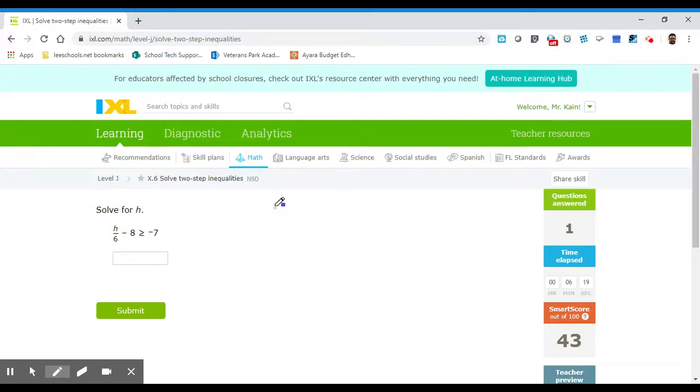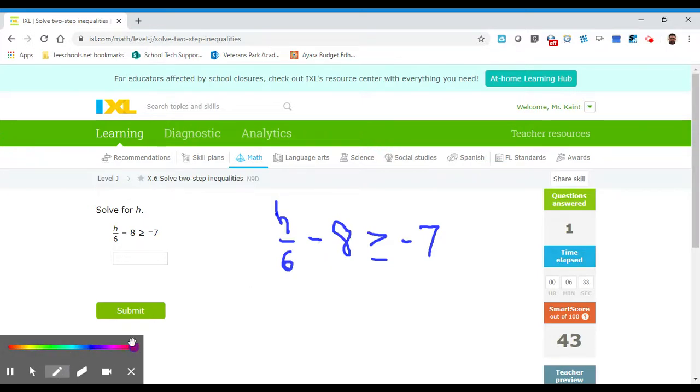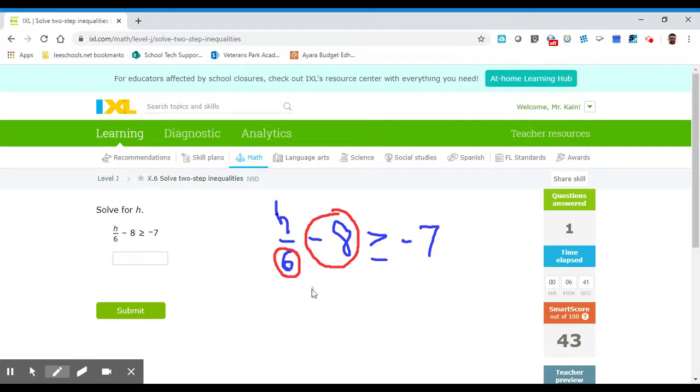Let's write our problem down. We have h divided by 6, take away 8 from that will be all the numbers that are greater than or equal to negative 7. So let's start by using algebra. We're going to get rid of this to solve for h, and we're going to get rid of this. Since this is a subtraction, we're going to add 8 to both sides, which is going to cancel that out.